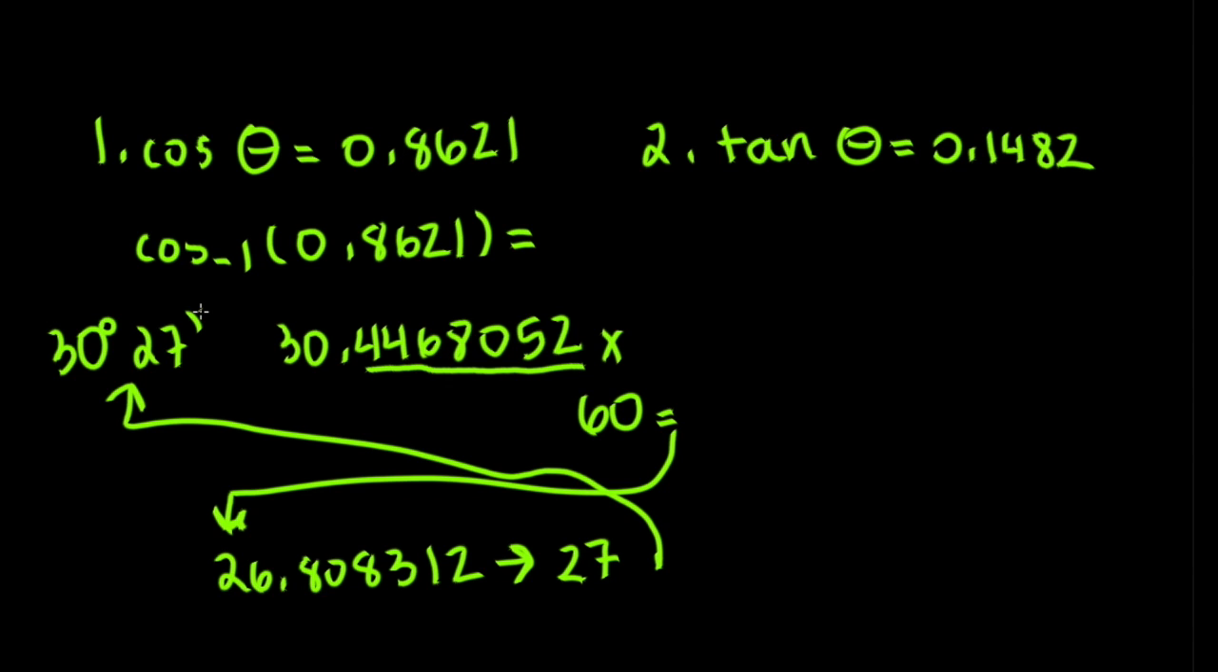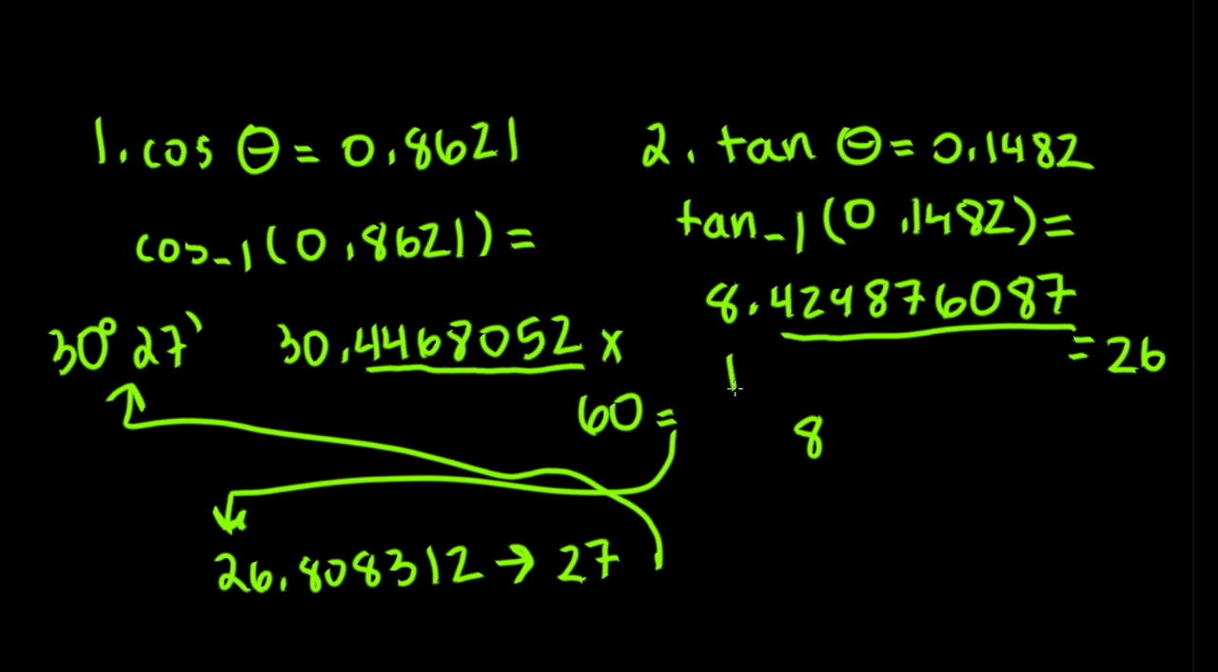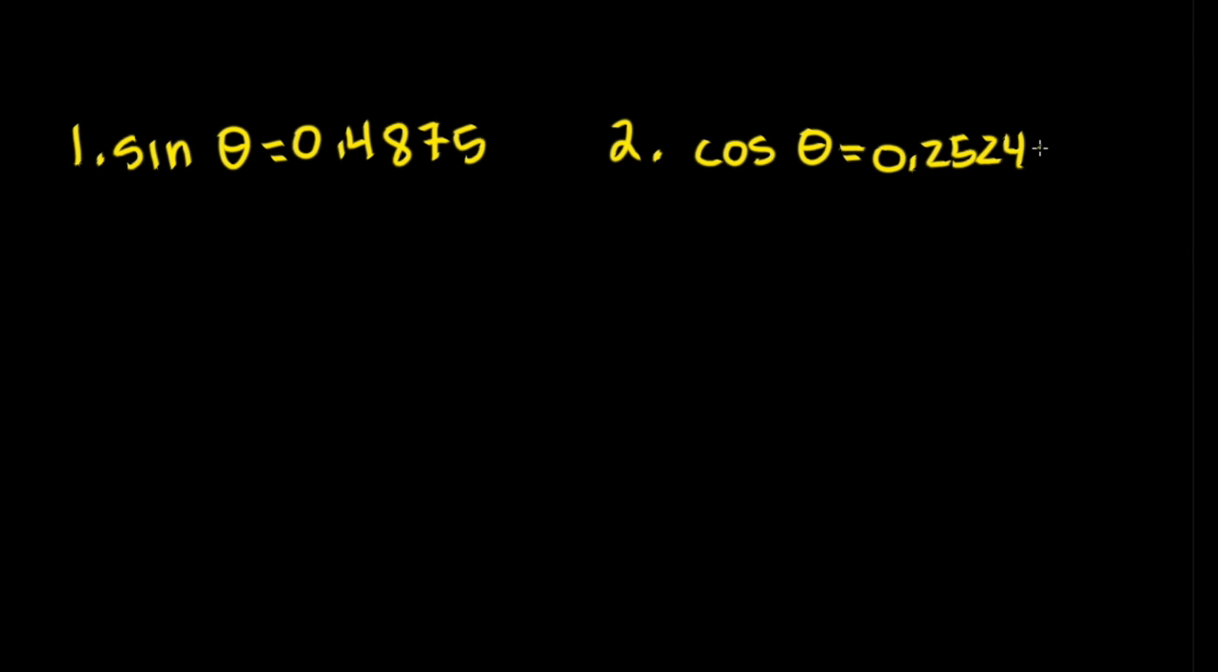So to start off this problem, we need to find an angle measure. If I type in tangent to the -1 in my calculator of 0.1482, I get a very long number, which is 8.429876087. I'm now going to take all of my numbers after the decimal point and multiply them by 60, so we can transform it into minutes form. The rounded product equals 26. So my final answer is going to be 8 degrees, which I got from the number before the decimal point, and 26 minutes.